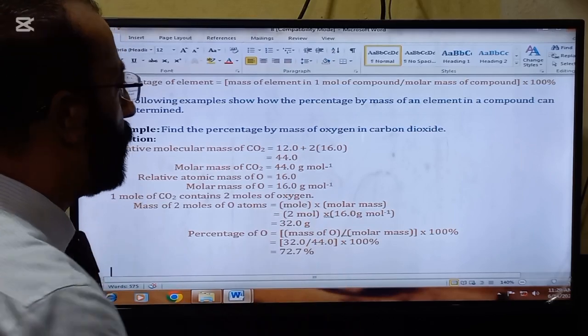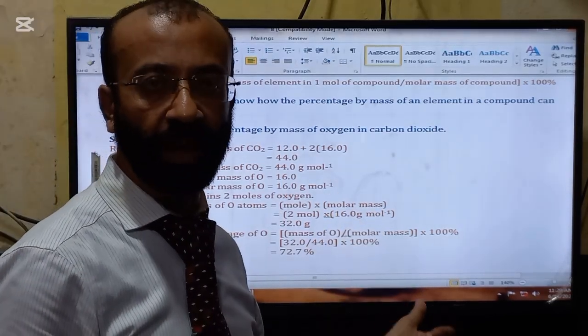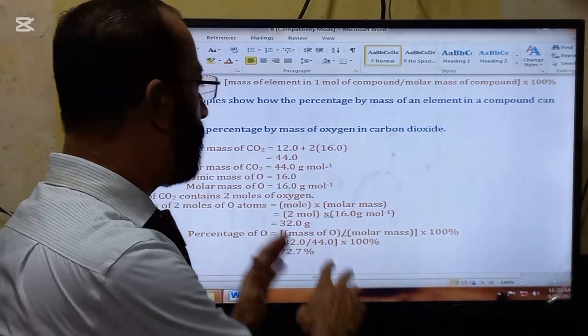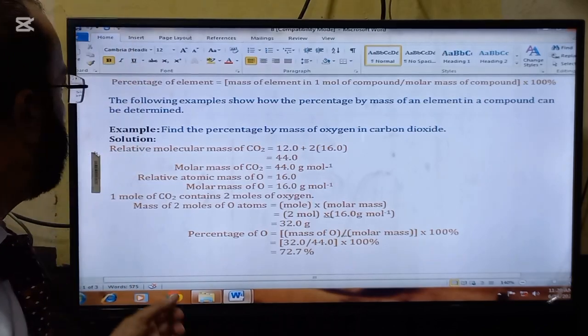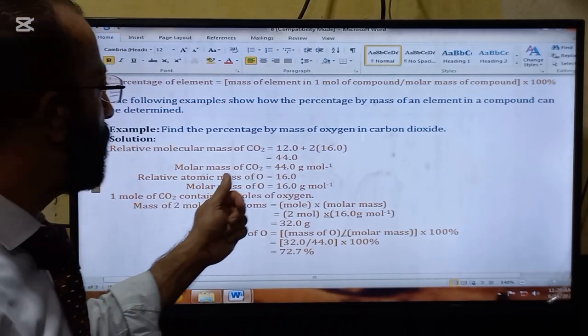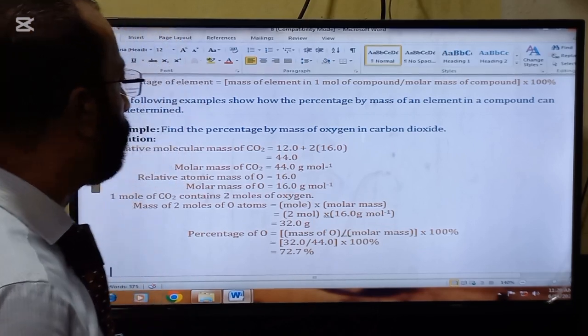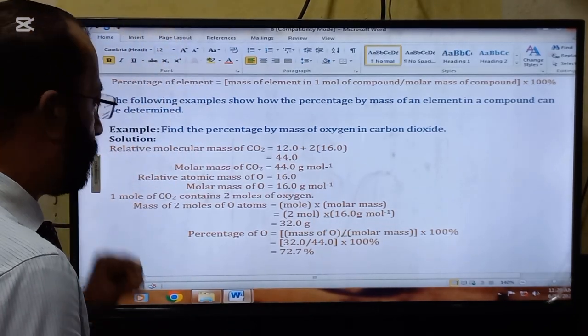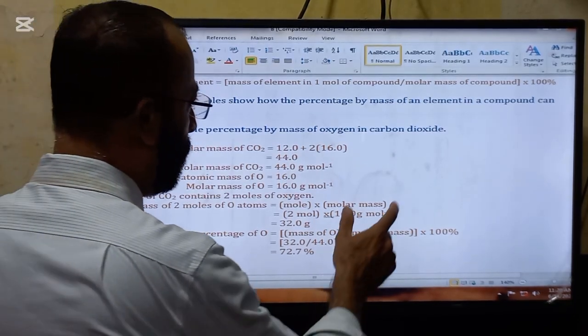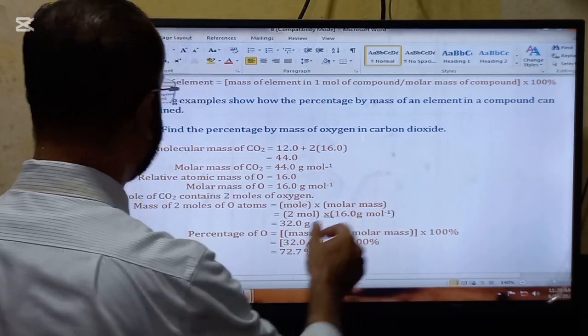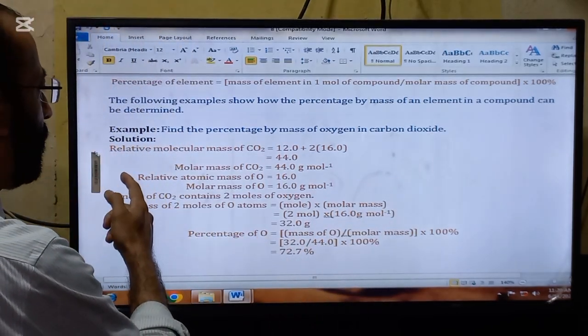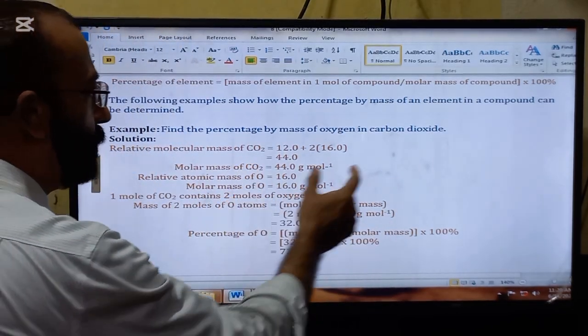Here is the first question. So you have to learn the steps that will be followed in solving the question. The question is: find the percentage by mass of oxygen in carbon dioxide. So look now. First, we will find the relative molecular mass of CO2.